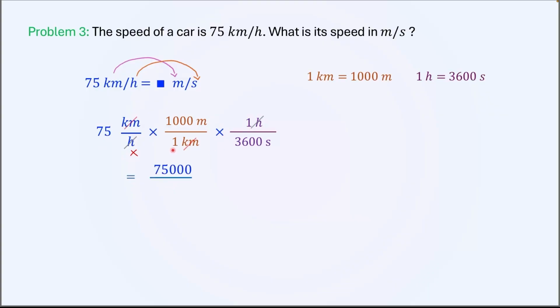Divided by 1 times 3,600 is 3,600. Now the unit is meter divided by second, which is meter per second. Is equal to, dividing 75,000 by 3,600, you get this number. Put the unit. This number has two significant figures. So round this number to two significant figures. You get 21 meter per second.